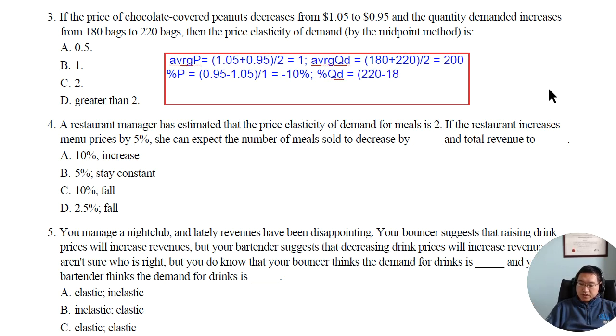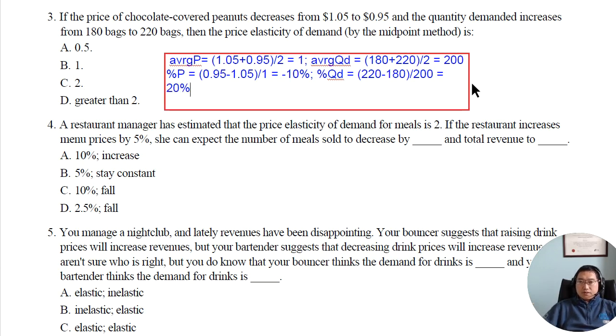220 minus 180, that's 40, divided by 200, which is the average quantity demanded we just calculated. That is 40 over 200, or 20 over 100, so it is 20%. Let me give myself more space. Now, what is the elasticity of demand?